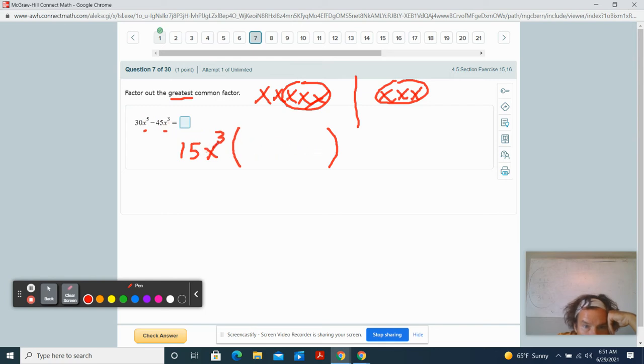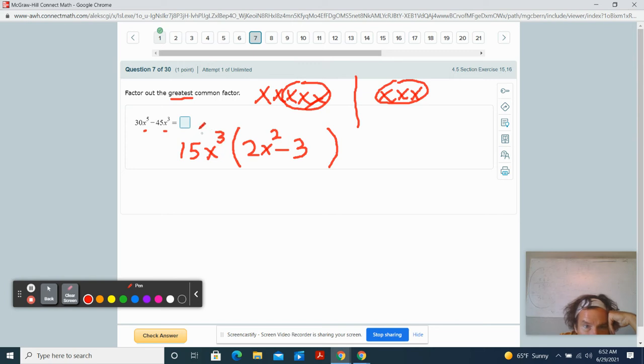And we have to put two terms inside the parentheses because there's two terms here. So what times 15 is 30? 2. And what times x to the third is going to give you x to the fifth? So that's going to be x squared. And minus, what times 15 is 45? 3. And then we don't need to put any x's here because we have the x cubed here.